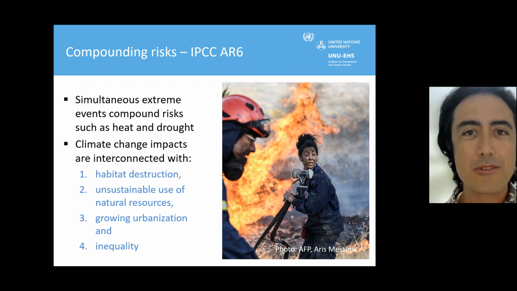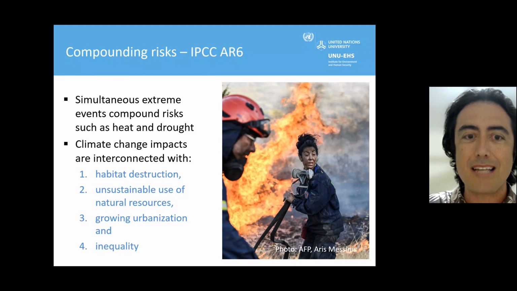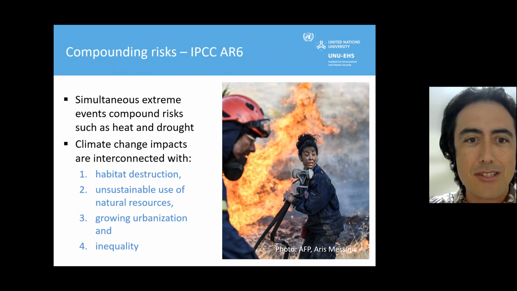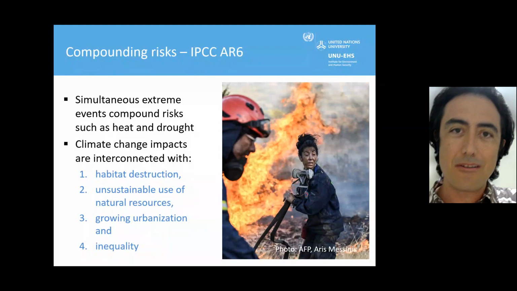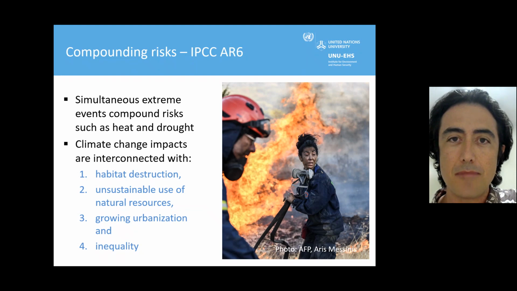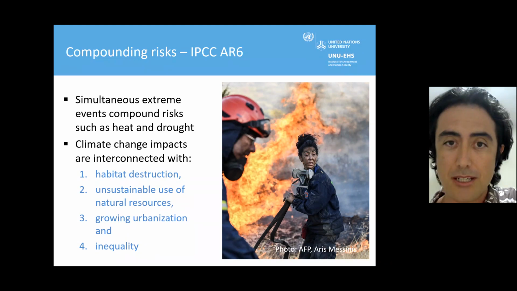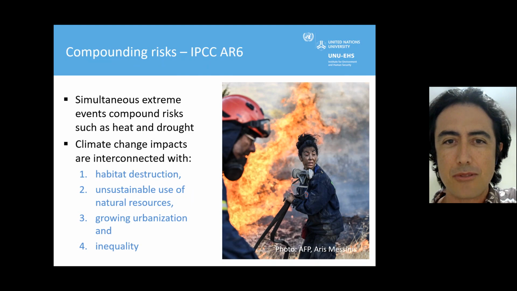In this AR6 report, they also go into things called compound risks, which is where we see simultaneous hazards such as heat and drought occurring or following each other. And what you find then is that the impacts of these compound risks and compound events are greatly magnified from what they would be usually. Also in the AR6 report, they talk about how climate change impacts relate to and are interconnected with other aspects such as habitat destruction, unsustainable resource use, growing urbanization, and inequality, which we touched on just before. So we might go into a few of these examples, these 4 examples, in a bit more detail.